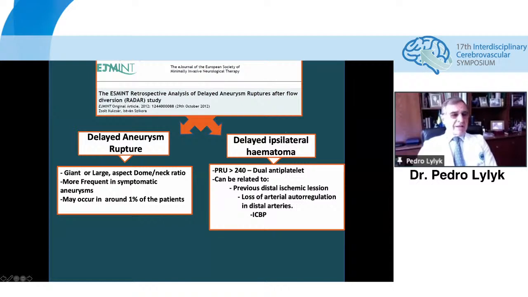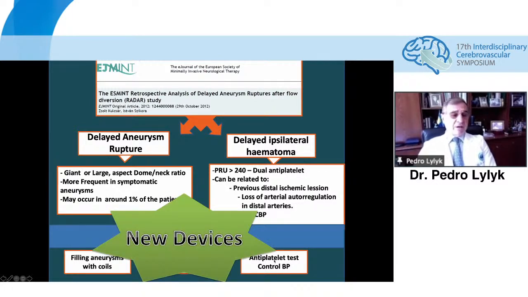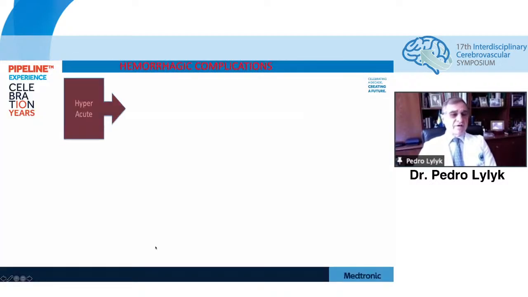So the explanation of that can be one for the delayed ipsilateral hematoma. And I also had some contralateral hematoma. I think it's an issue of dual antiplatelet therapy. So what is the solution for those bleedings? Well, filling the aneurysm with coils, more than one vasodilator, keeping the blood pressure under control, and taking a very, very close look at what kind of dual antiplatelet regimen you have. But I think more answers will come from new devices with surface treatment.